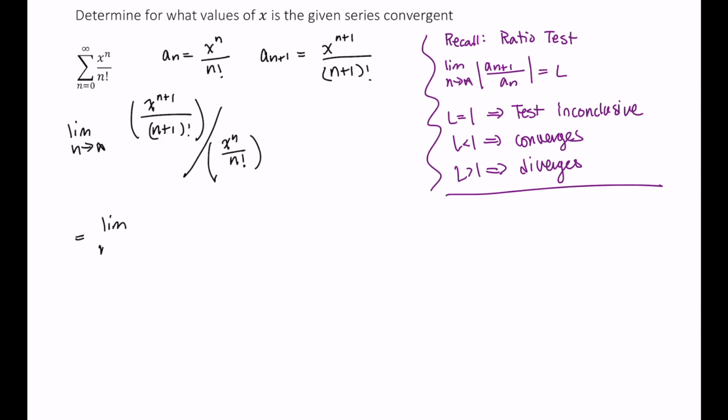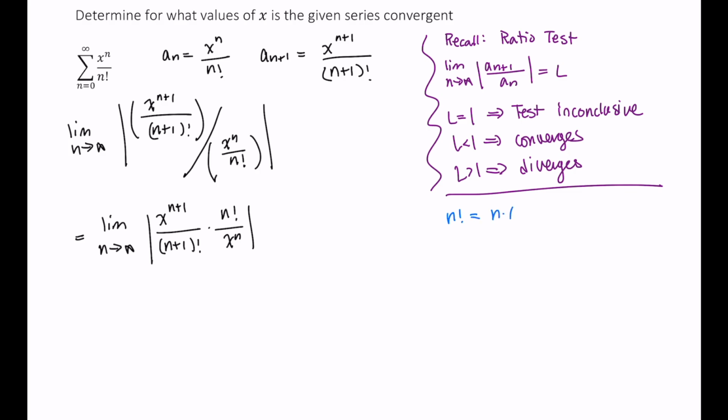So we have the limit as n approaches infinity of x to the n plus 1 power divided by n plus 1 factorial times n factorial divided by x to the n power. Oh, and let's not forget this absolute value here. Okay. So really quickly, let's chat about what n factorial is.